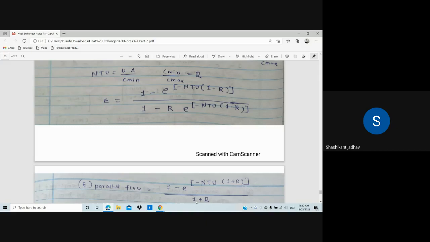So from this we get the equations for the parallel flow and counter flow heat exchanger for the effectiveness.